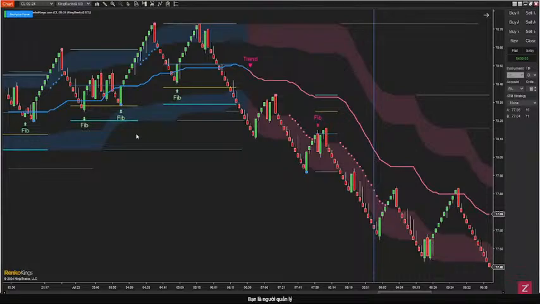Do you have to use the Kagi Renko bar? No, you don't. You can even use time charts for this. But just for the sake of consistency, I decided to use a Kagi Renko bar on all the charts I'm going to show you.